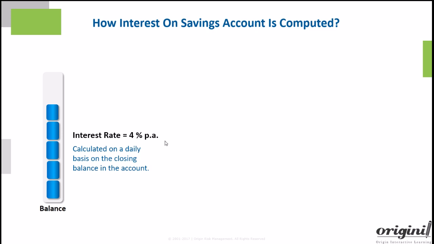4% per annum means if you kept a constant balance of 100 in your account for a year, then you will earn interest of about 4 at the end of the year. Since the banks are asked to pay interest every quarter, you will get about 1 rupee every quarter.